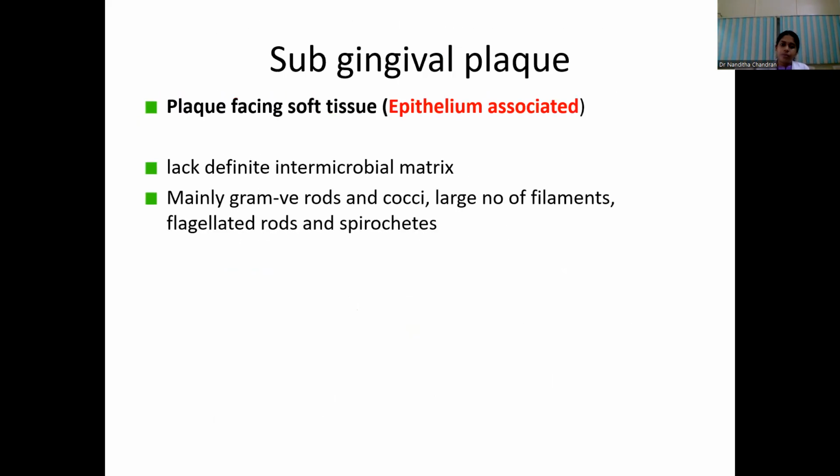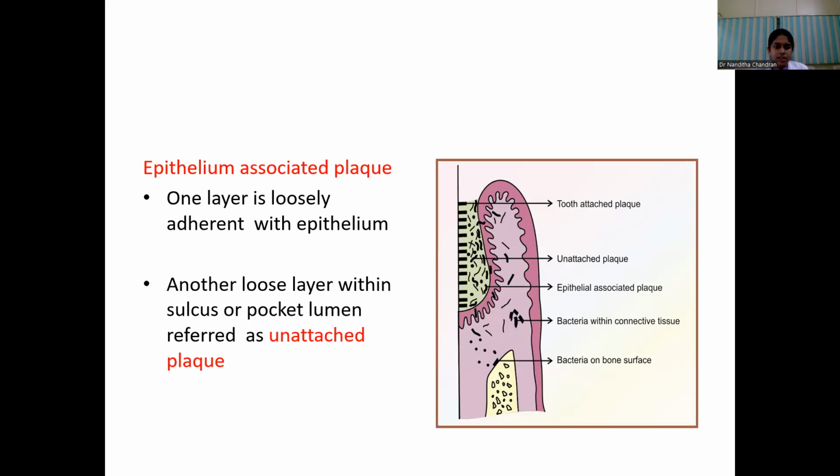Now, this epithelium associated or tissue associated plaque has one more category called unattached plaque, where the plaque will not be attached to any of the surfaces. Instead, it will be seen as an unattached loose layer within the sulcus or within the pocket. In this picture, you can clearly see the unattached plaque. This is the tooth attached plaque, and this is the epithelial surface. What is seen on the surface is called tissue associated or epithelium associated, and the layer in between is called unattached plaque.